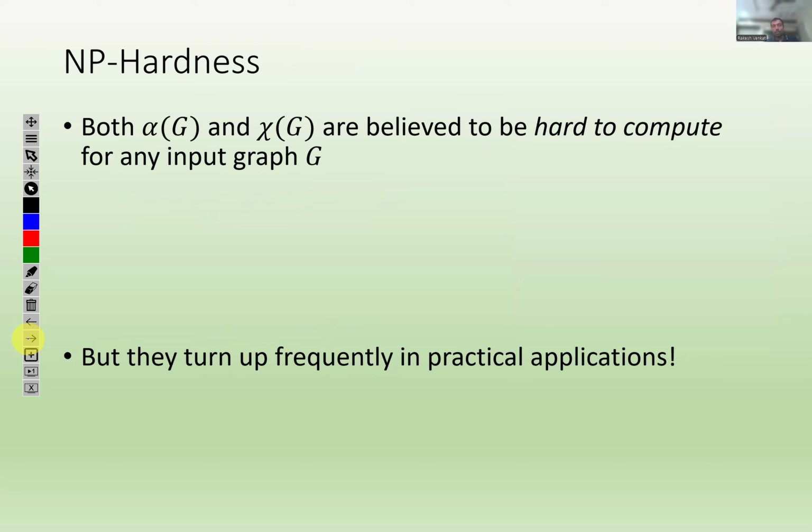Okay, now let me give you the bad news. So you thought for some time about coming up with better algorithms. Turns out that you can show that you really cannot come up with better algorithms than 2 raised to n. Okay. So both alpha of g and chi of g, remember alpha of g is the maximum independent set in a graph G, and chi of g is the chromatic number of the graph, are really hard to compute, or at least are believed to be hard to compute.